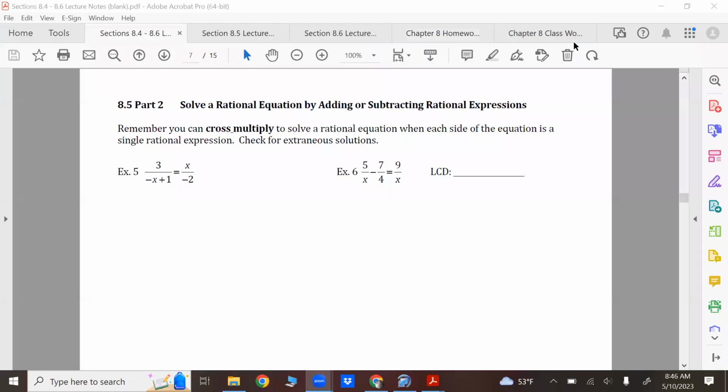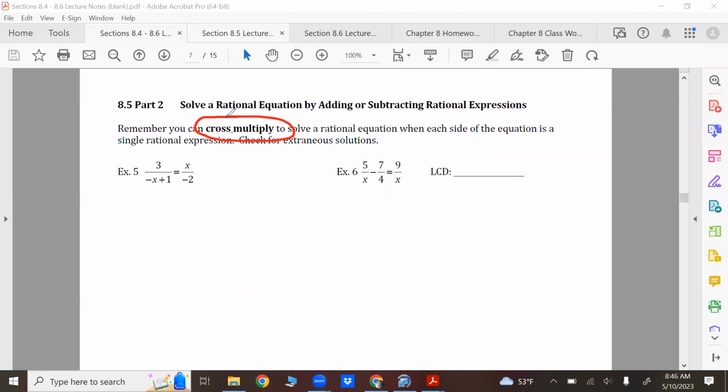All right, so here now we're solving rational equations. This is an equation where you have two rational expressions, one on each side, or you may have three, two on one side, one on the other. You guys should remember this process.